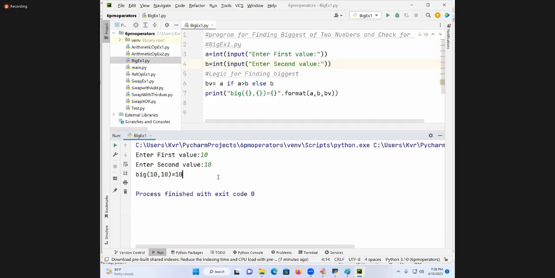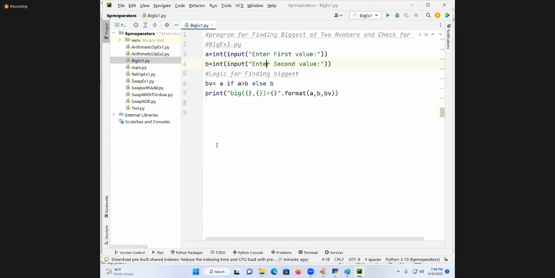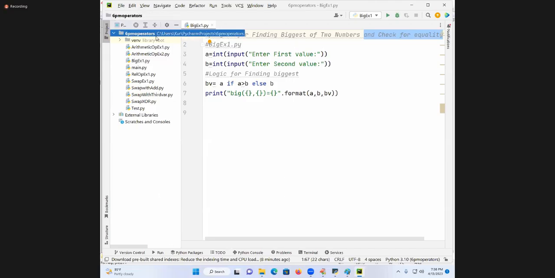Sir, wrong. So what do I have to print? Equal values or not? How do you write the equal values? Okay. Now, here I am not writing equal values. Let it be. I am writing like this only. I will copy the same code and write the next code. In that, I will check the equality.